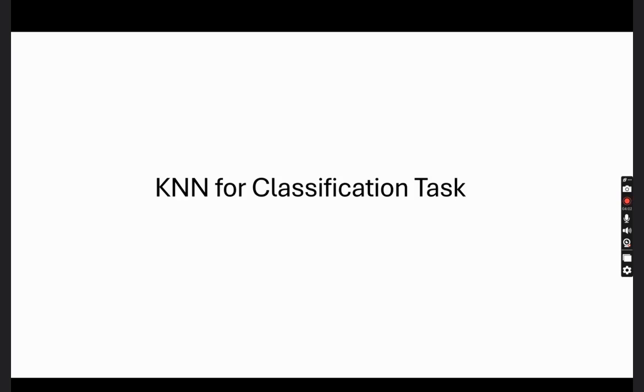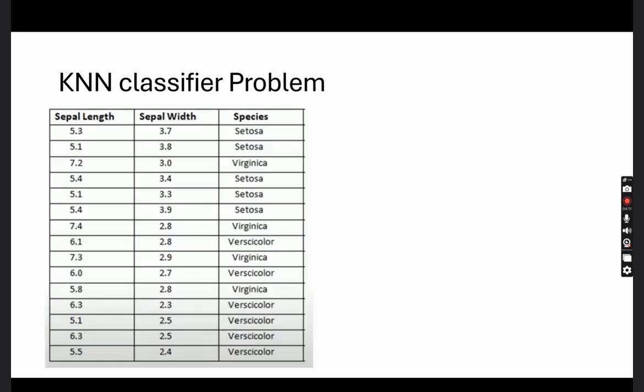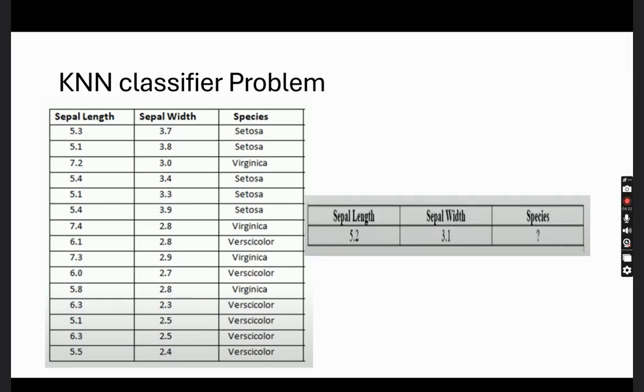Next we are going to see a problem for a classification task using the KNN algorithm. This is the given data set, which has sepal length and sepal width and the species to which it belongs. We are going to find the species of the newly introduced data point of sepal length and sepal width using the KNN classifier method.